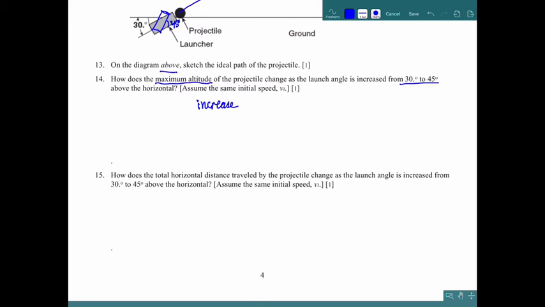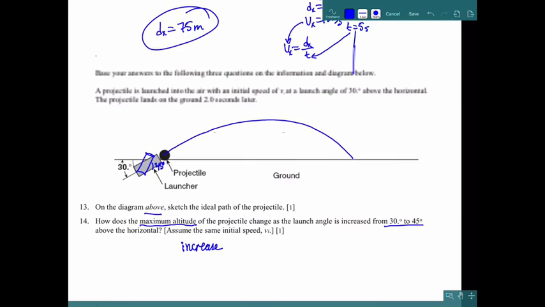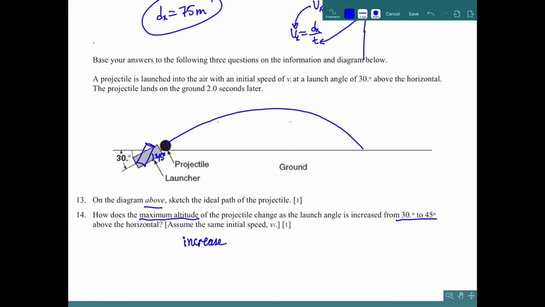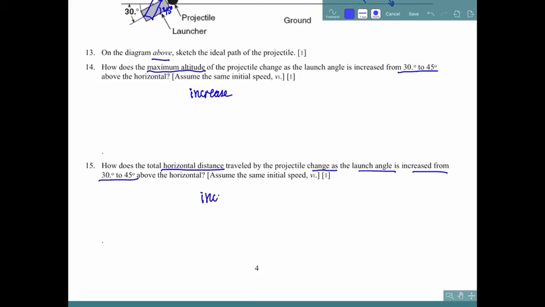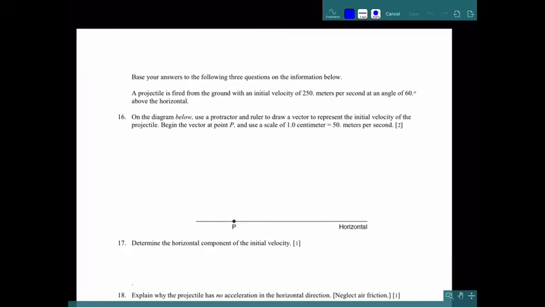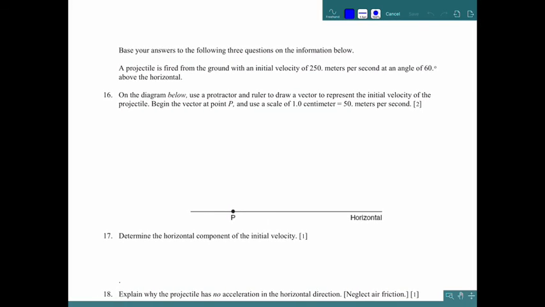How does the total horizontal distance traveled by the projectile change as the launch angle increases from 30 to 45? Well, the maximum distance something can go is when it's at 45 degrees horizontally. That's the best distance you can get. So if it's going from 30 to 45, this will also increase the horizontal distance. Okay, so we got 3 questions.